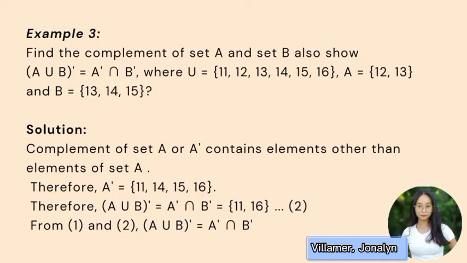For our solution, the complement of set A, or A prime, contains elements other than the elements of set A. Therefore, the complement of A is the set of elements 11, 14, 15, and 16. So the complement of A union B is equal to the intersection of A prime and B prime, where the set of elements is 11 and 16.